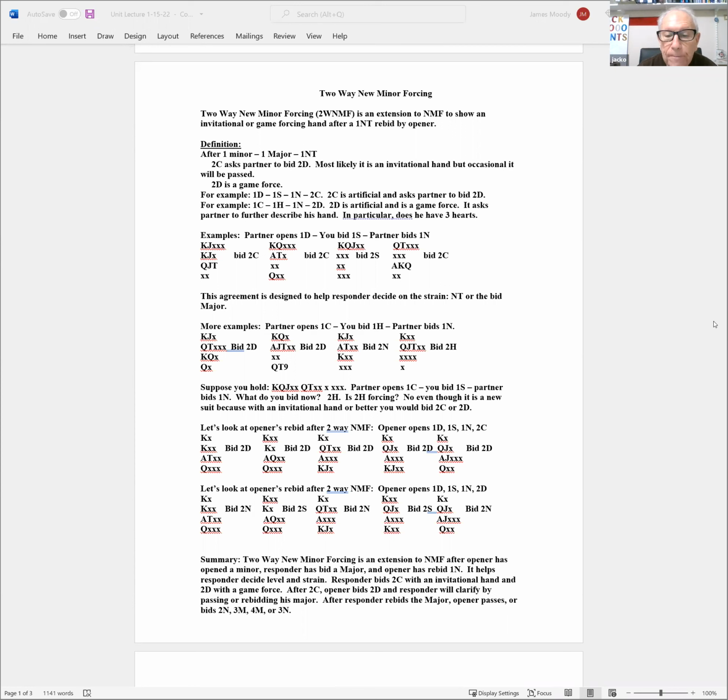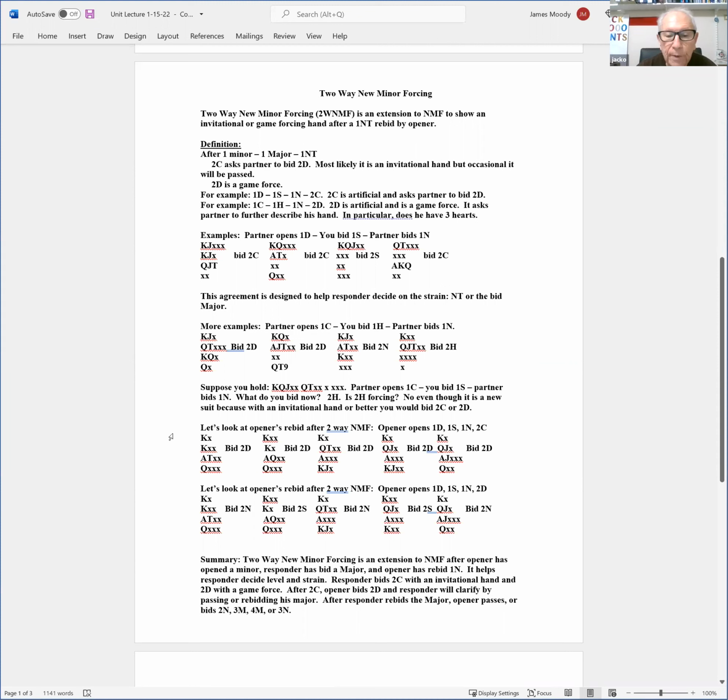2 no trump, 2 spades, and 2 no trump. So the idea here is after 2 diamonds, it's opener's job to say, here's my hand, my best way to describe my hand, and I'll do that this way.